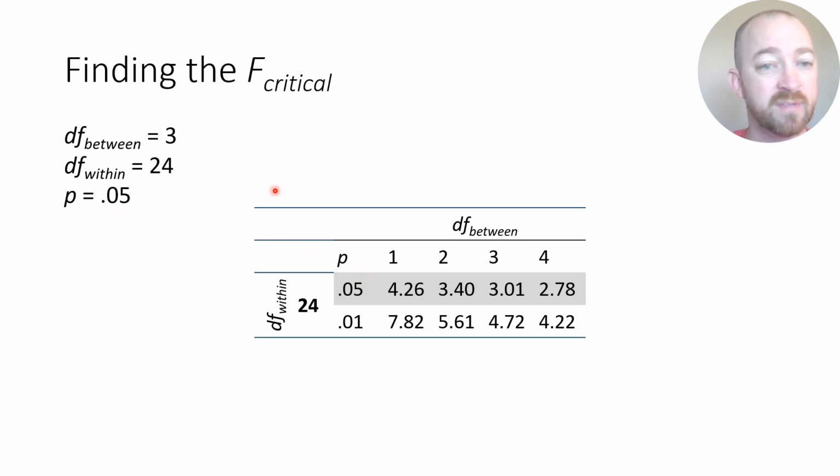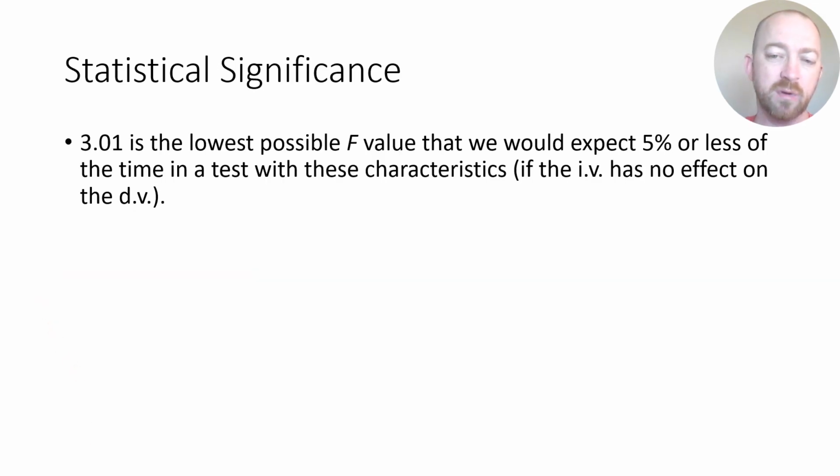So what is our value? Obviously, if we have 3 degrees of freedom here and 24 degrees of freedom over here, and we'll start with the 0.05 level of significance, we end up with a critical value of 3.01. A critical value of 3.01 means that that is the lowest possible F value that would be considered statistically significant at 0.05. In other words, an F value of 3.01 would be expected only 5% or less of the time if there's no effect of your independent variable on your dependent variable.